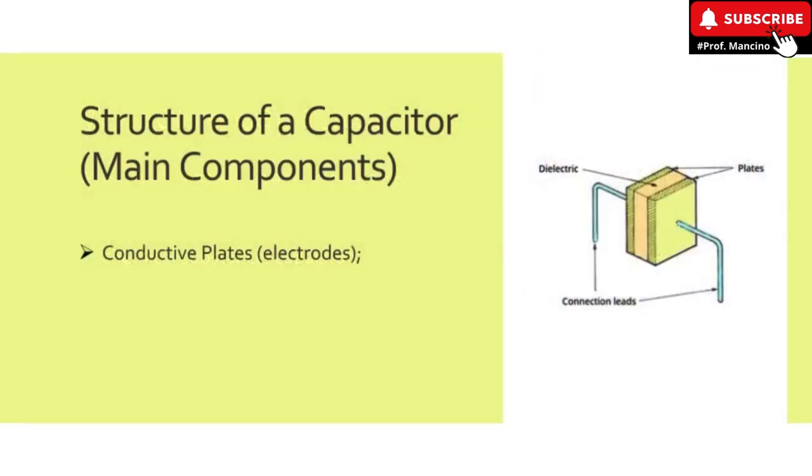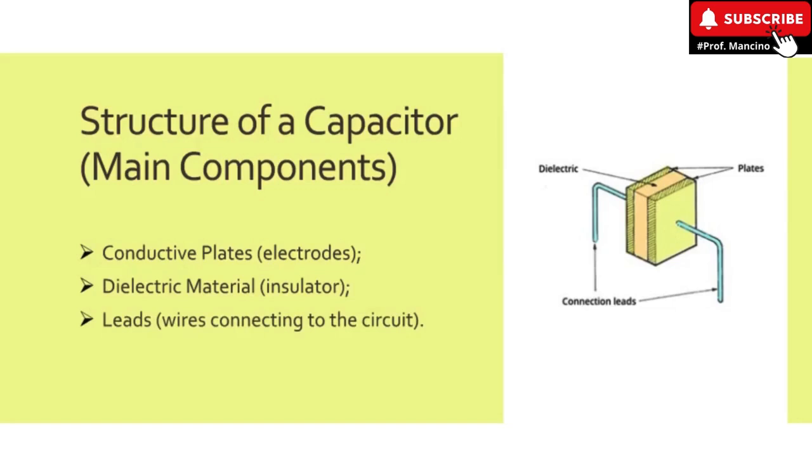Let's consider the structure of a capacitor. It's made up of two conductive plates, usually made of metal. These plates never touch each other. Between these plates there's a layer of non-conductive material, such as air, plastic, or ceramic. This is called dielectric, and it increases energy storage capacity. Plus, there are the leads, that is the wires that connect the capacitor to the circuit.